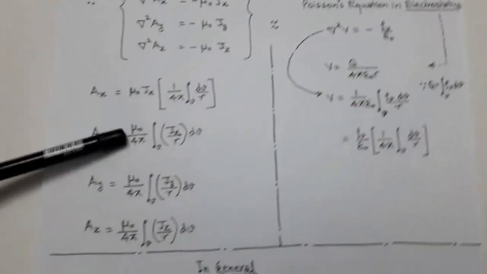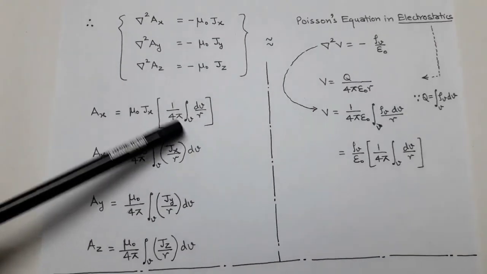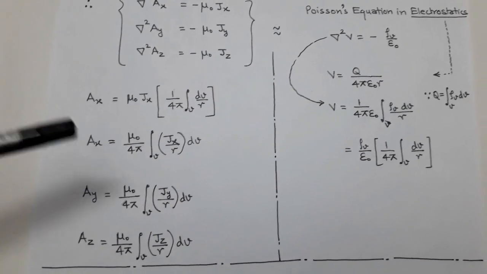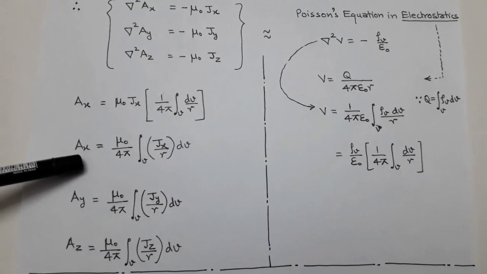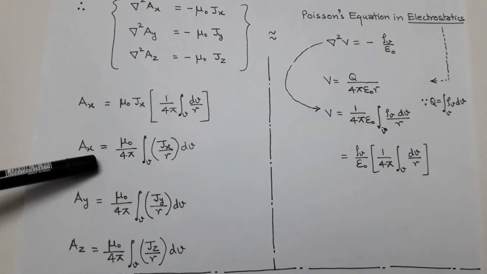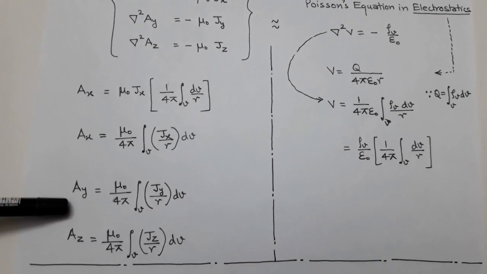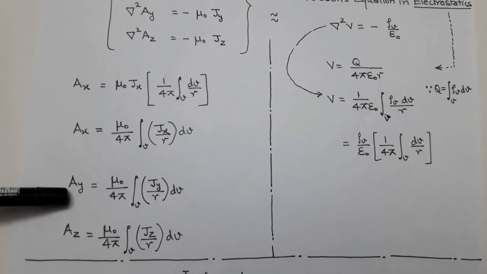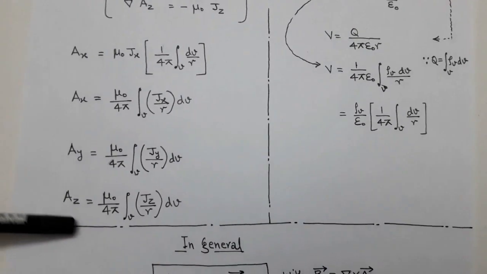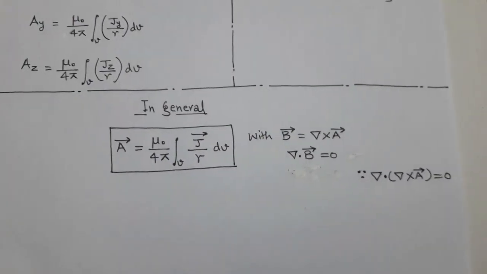So we take it combinedly, that is mu naught upon 4 pi volume integration Jx upon R into dV. So this is a vector magnetic potential in terms of current density J, and this is a formula that is a magnitude one. Similarly, Ay equals mu naught upon 4 pi volume integration Jy upon R into dV, and Az equals mu naught upon 4 pi volume integration Jz upon R into dV.